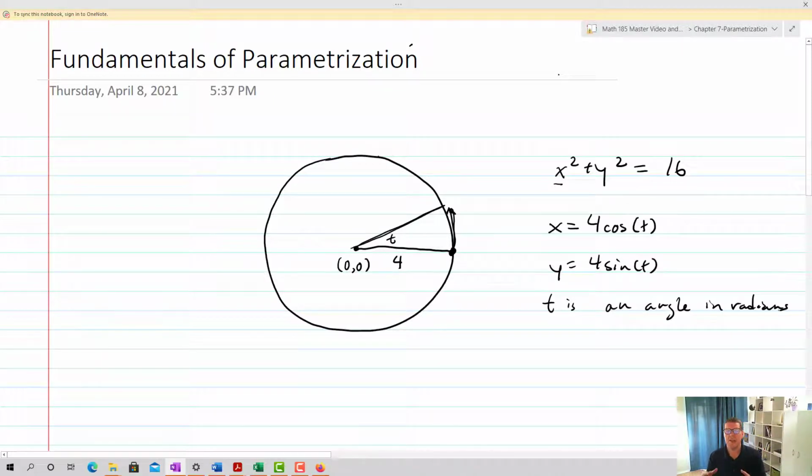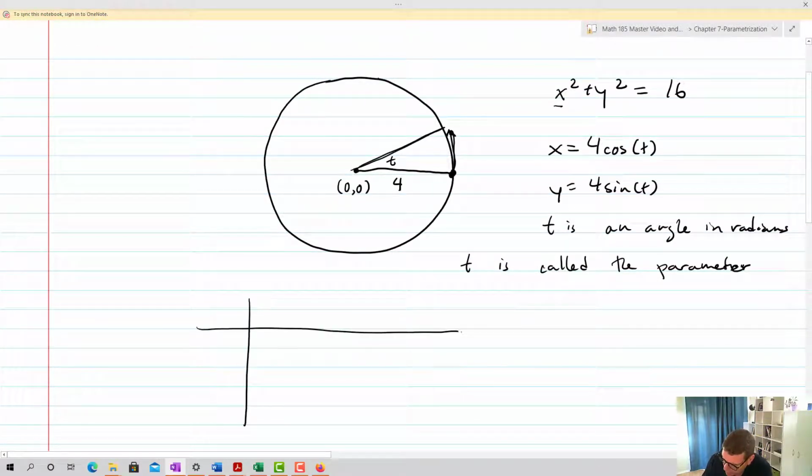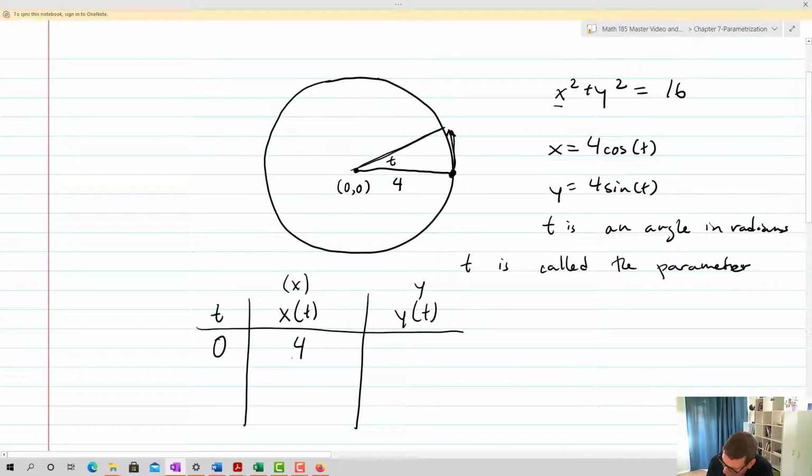What we've done is add another variable. So t is called the parameter, and we continue to get the same exact x and y depending upon our values of t. We can imagine a table with t, x of t, which is just our x, and y of t, which is our y. When t is 0, x equals 4 and y equals 0. That's the point (4, 0) on a circle with radius 4.